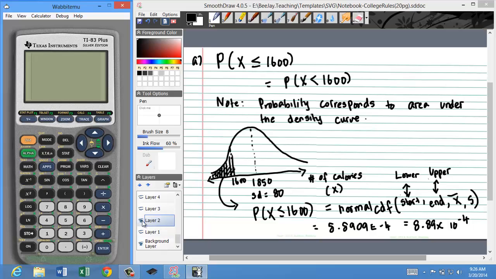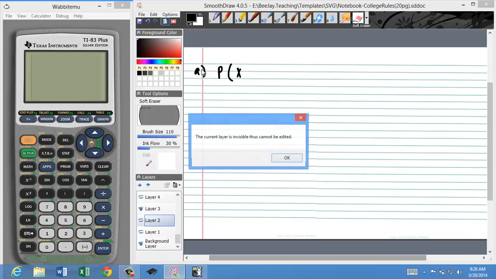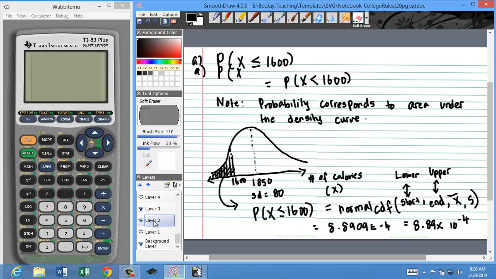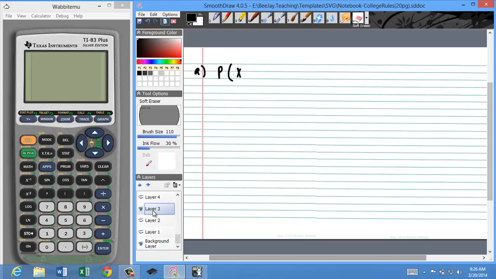Now, moving on, this is part B. If we want to find the probability that the individual eats at least 2000 calories. Well, at least 2000 calories would mean X is greater than or equal to 2000.